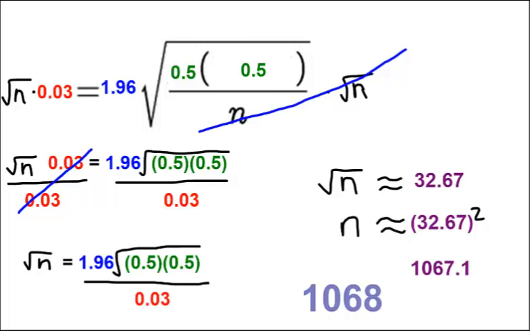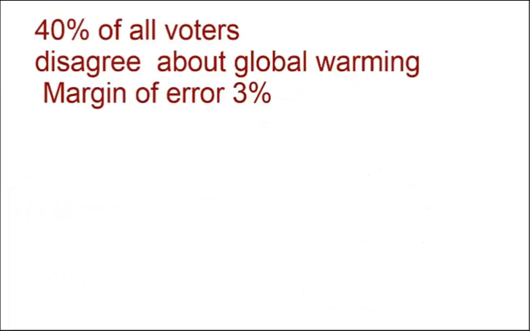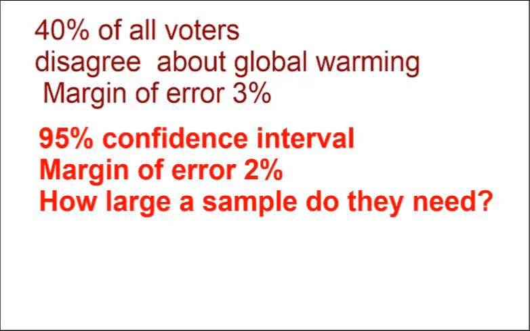Let's look at another example. We have a poll that estimated that 40% of all voters believe that scientists disagree about whether global warming exists, and it had a margin of error of plus or minus 3%. Suppose an environmental group planning a follow-up survey of voters' opinions on global warming wanted a 95% confidence interval with a margin of error of no more than plus or minus 2%. How large of a sample did they need?